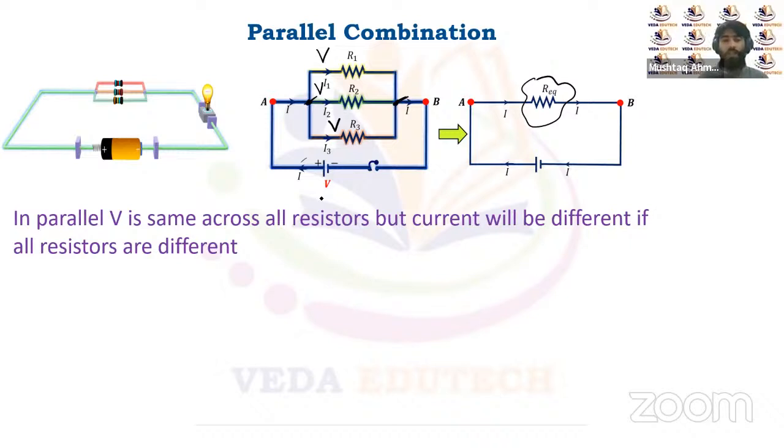So these resistors are in parallel because you can see that each of the resistors has the same potential drop across it. But they will have different currents if the resistors are different. If they have different resistances, like R1, R2, R3, they will have different currents flowing through them. Now our task is to find the equivalent resistance for the circuit. The potential drop for each of the resistors is the same.